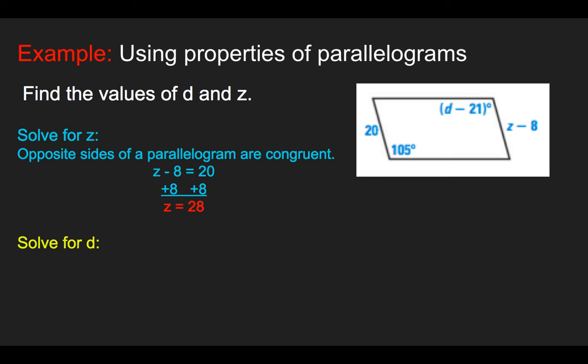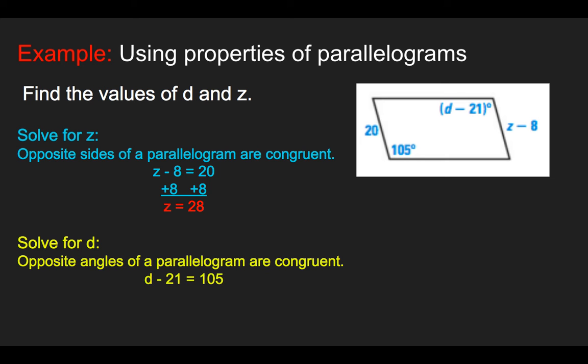Let's solve for D. In a parallelogram, opposite angles are congruent. Therefore, D minus 21 has to be 105. Add 21 to both sides, and D has to be 125.